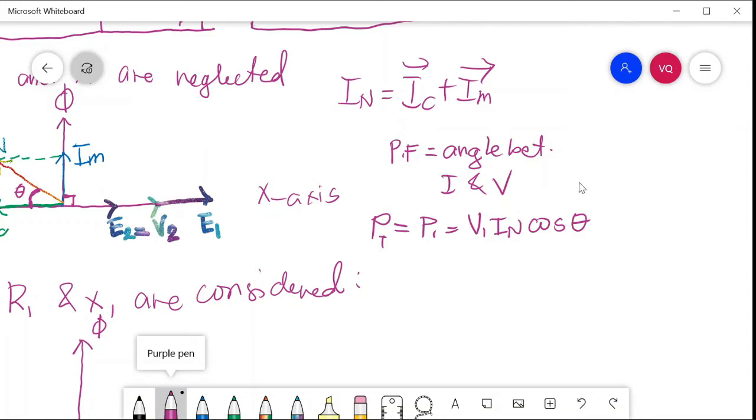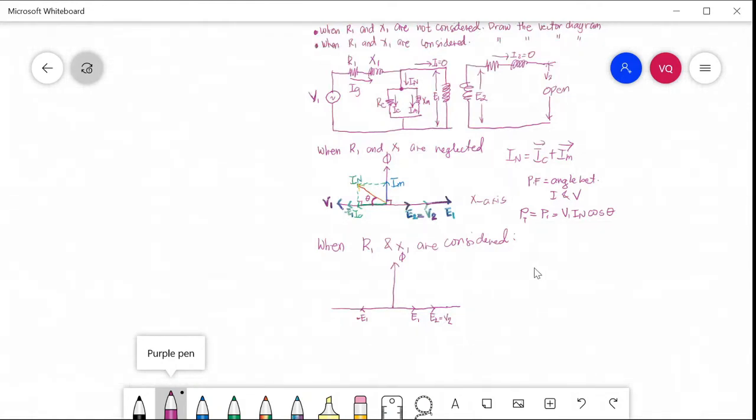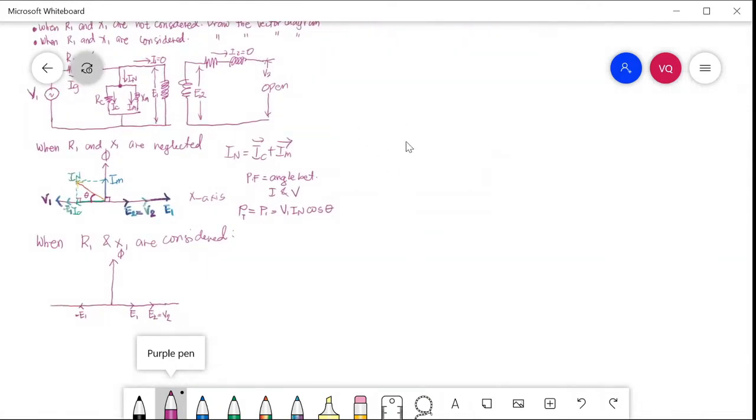Okay? We can also solve IN using the Pythagorean Theorem. So this is 90 degrees. You can solve IN using the Pythagorean Theorem, so that is IN equal to the square root of IM squared plus IC squared.